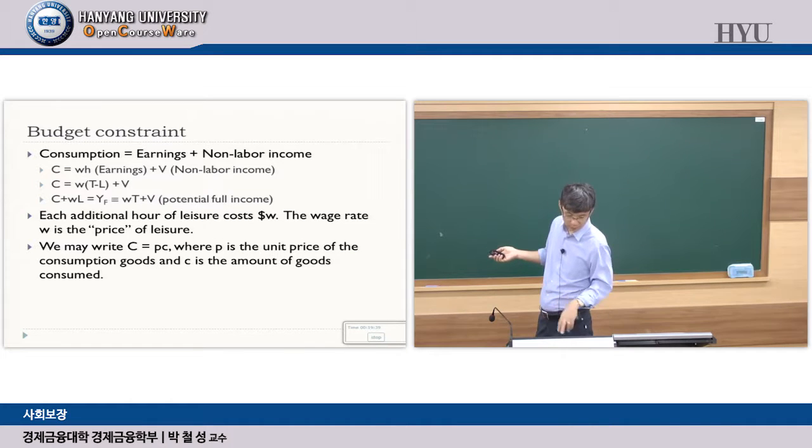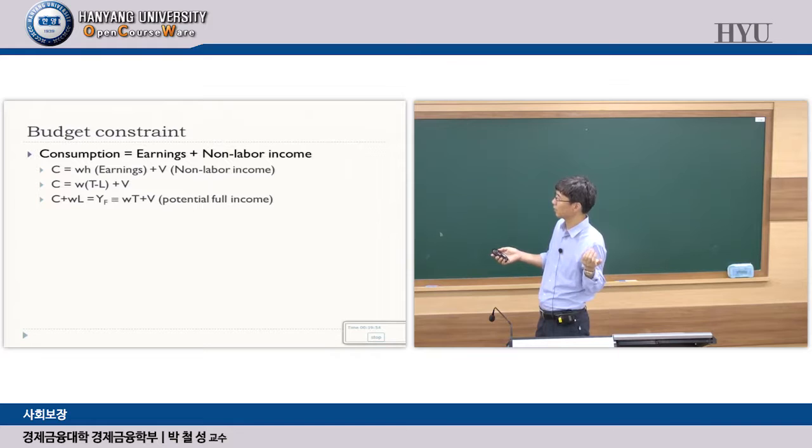Okay, so that's what I said. We may write C equals PC, right? P is the unit price of the consumption good, and C is the amount of goods consumed. Or just think of C as the amount of money this person spends on consumption. Okay, C is the dollar amount this person spends on consumption. WH is the dollar amount of earnings. V is the dollar amount of non-labor income.